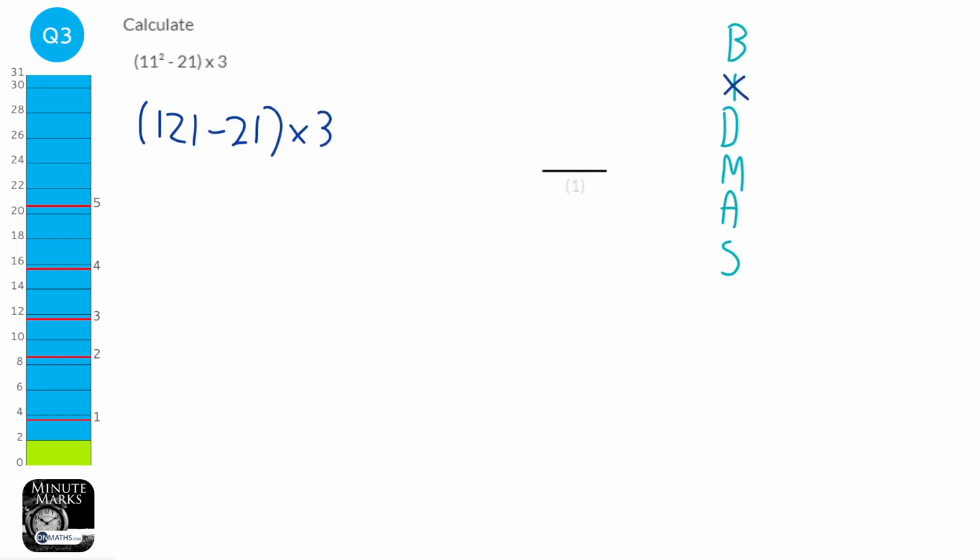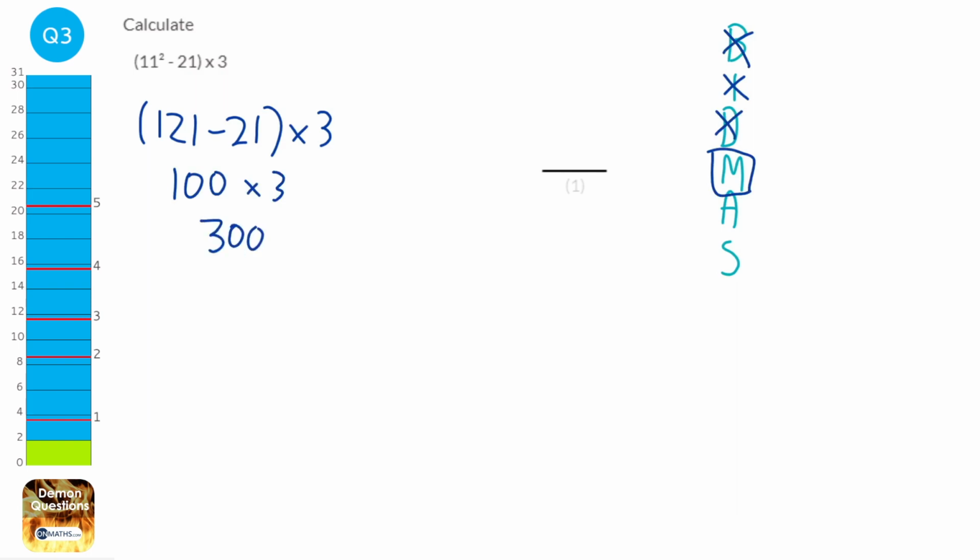So we've got rid of the indice, but we're still looking at the bracket. So we're going to do 121 minus 21, which is going to be 100. Now we have no more brackets, no more divisions, but we do have a multiplication. So it's going to be 300, and that's our answer.